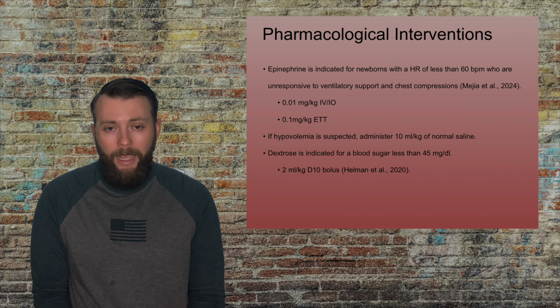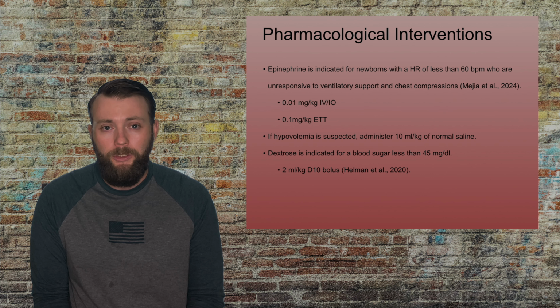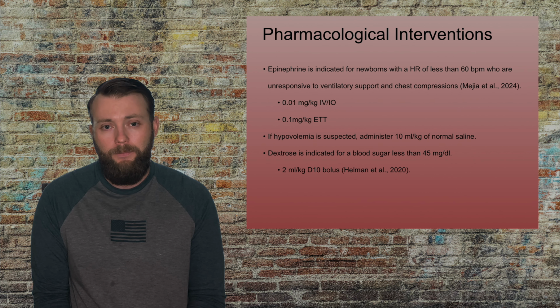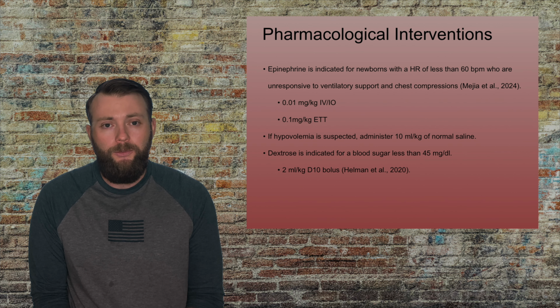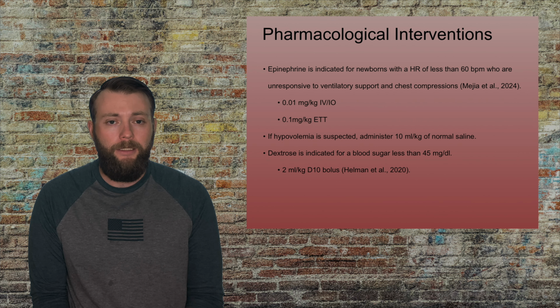medications. After birth, a healthy newborn's blood sugar starts at about 30, and then over the first 12 hours of life, it increases to a normal range of 45. A standard dose for dextrose is 2 milliliters per kilogram of dextrose 10%.